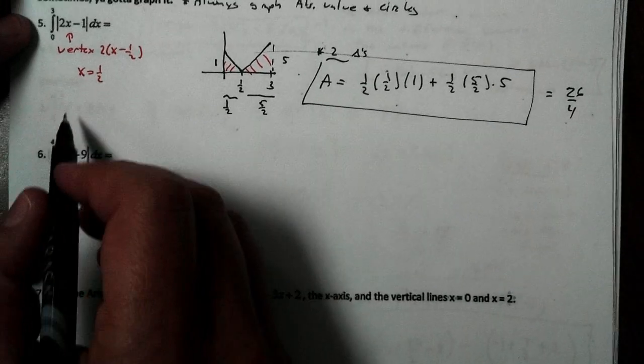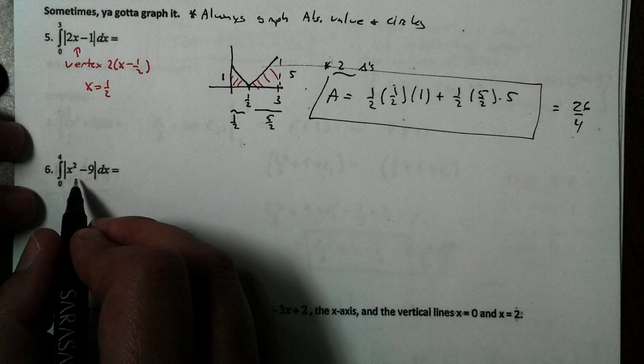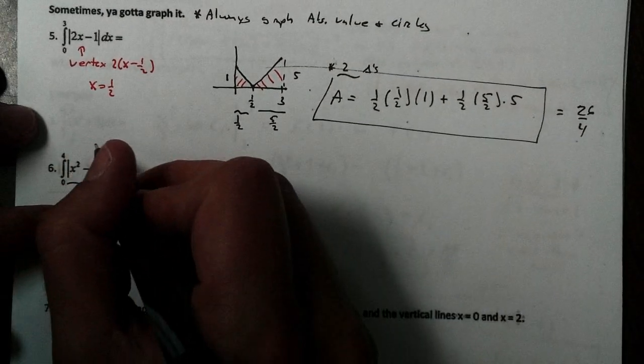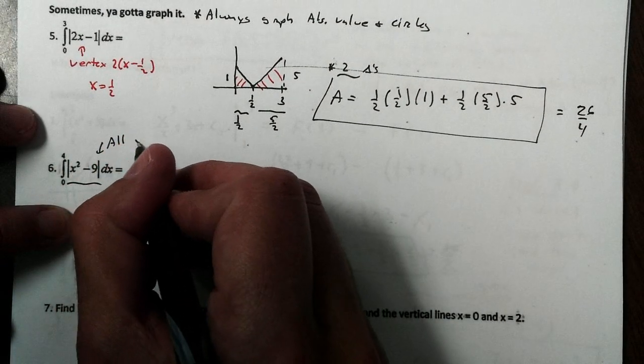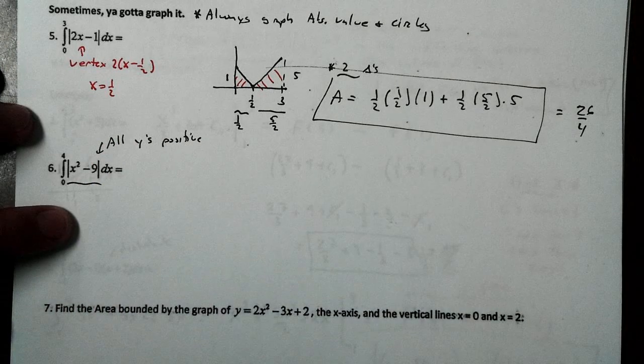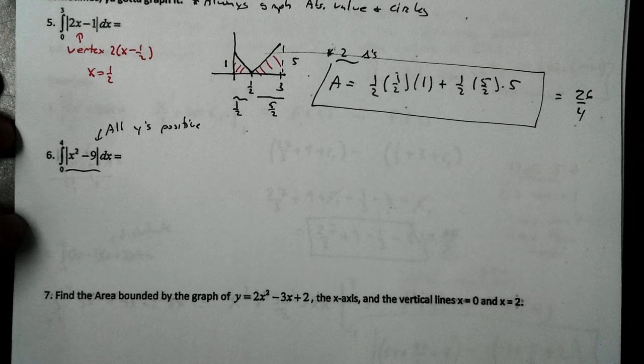Which brings us to number 6. Look, here's another absolute value. Here's something you've never graphed before. Remember, the absolute value is basically saying that all y's are positive. All y's are positive right here.